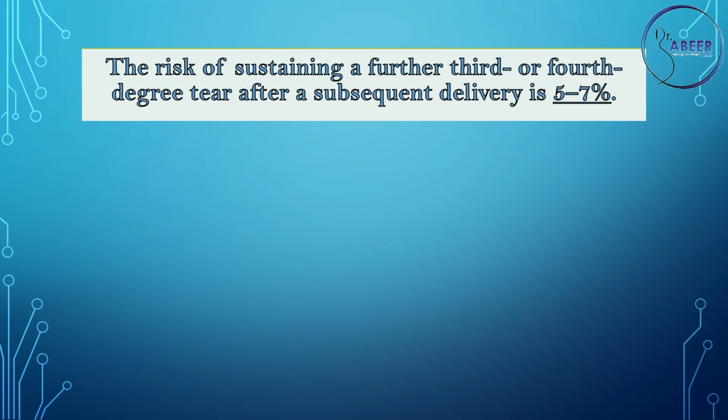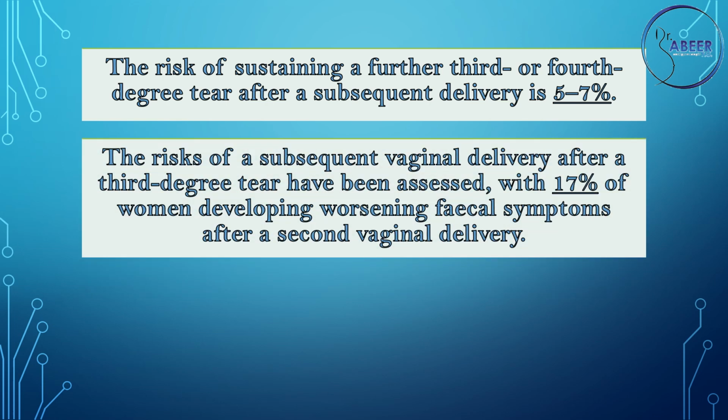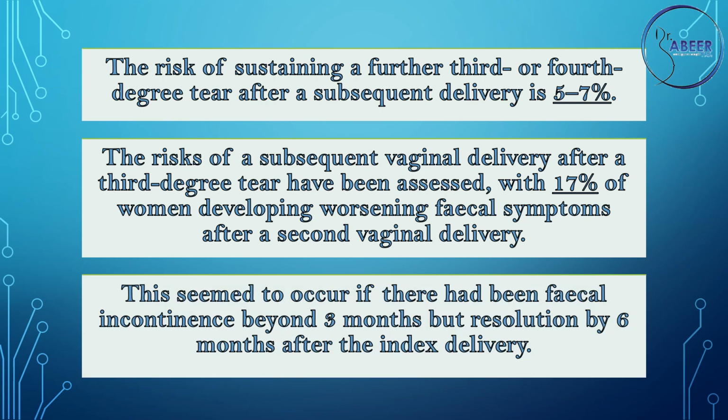The risk of sustaining a further third or fourth degree tear after a subsequent delivery is 5 to 7%. The risk of a subsequent vaginal delivery after a third degree tear has been assessed, with 17% of women developing worsening fecal symptoms after a second vaginal delivery. This seemed to occur if there had been fecal incontinence beyond 3 months, but resolution by 6 months after the index delivery.